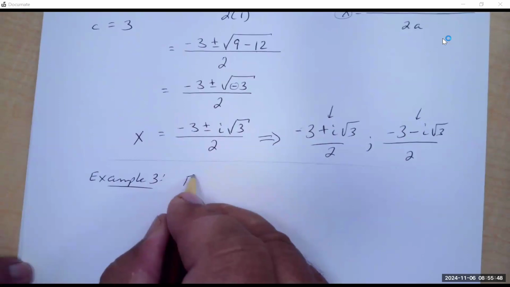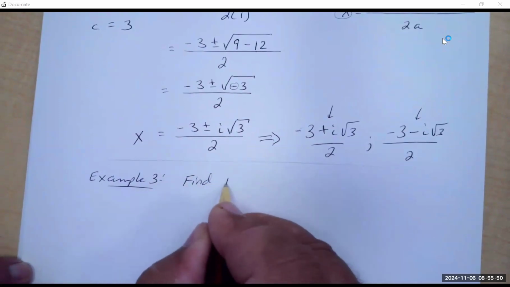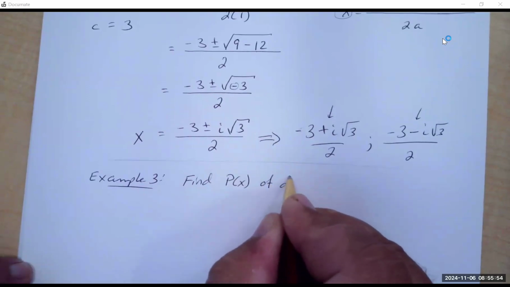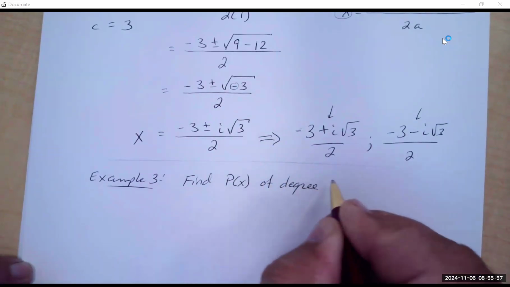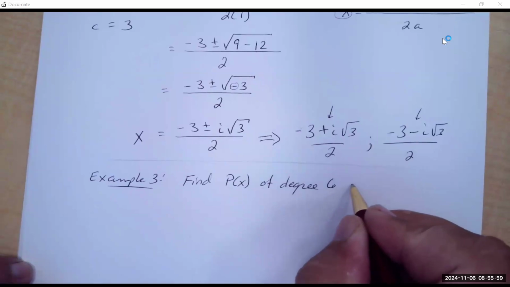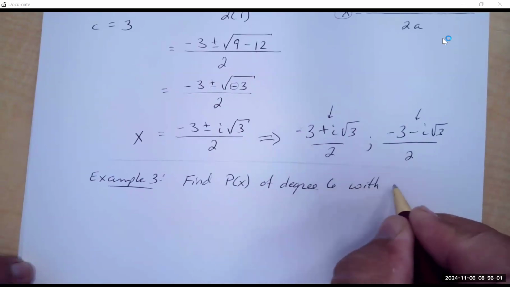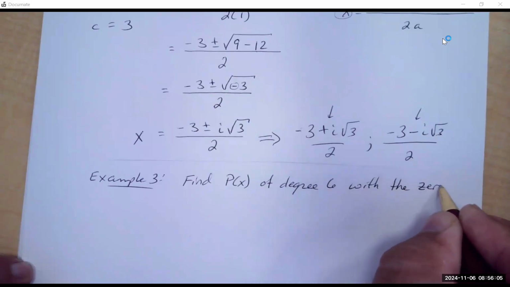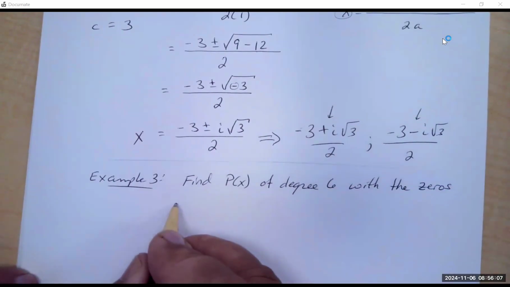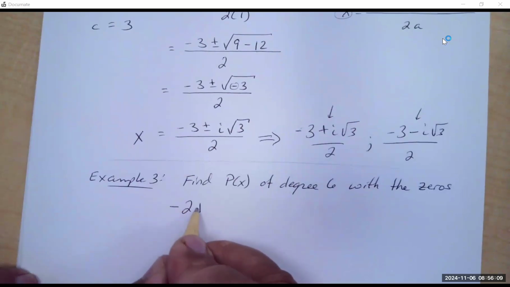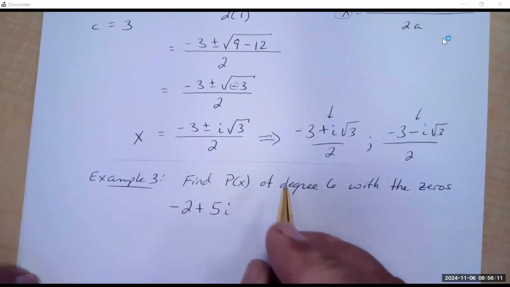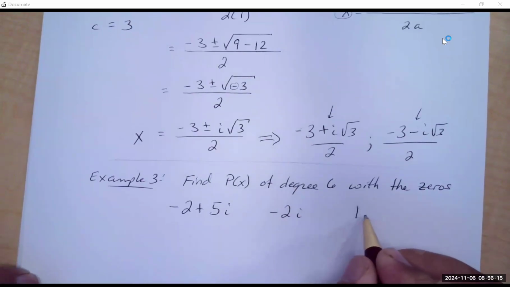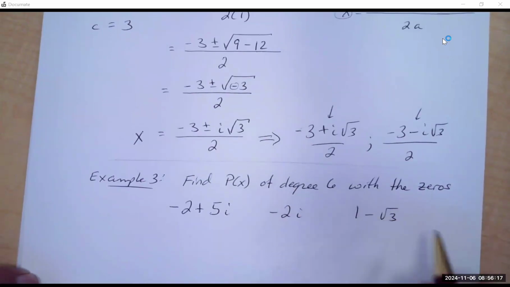All right. Find the polynomial of degree 6 with the zeros negative 2 plus 5i, negative 2i, 1 minus radical 3.